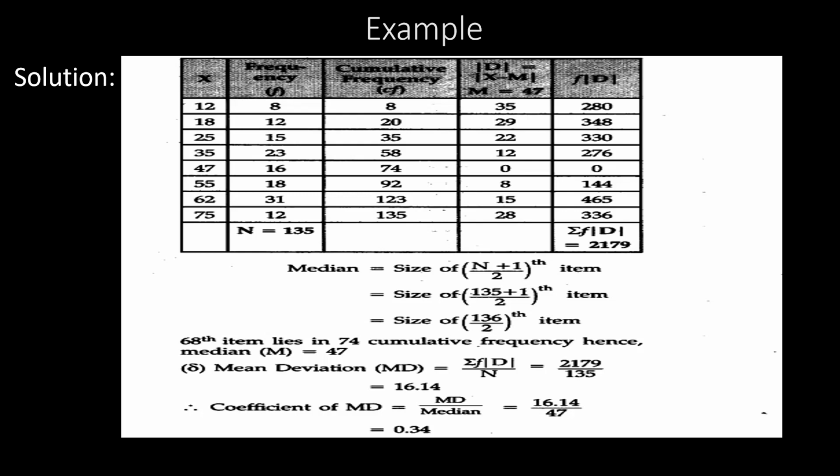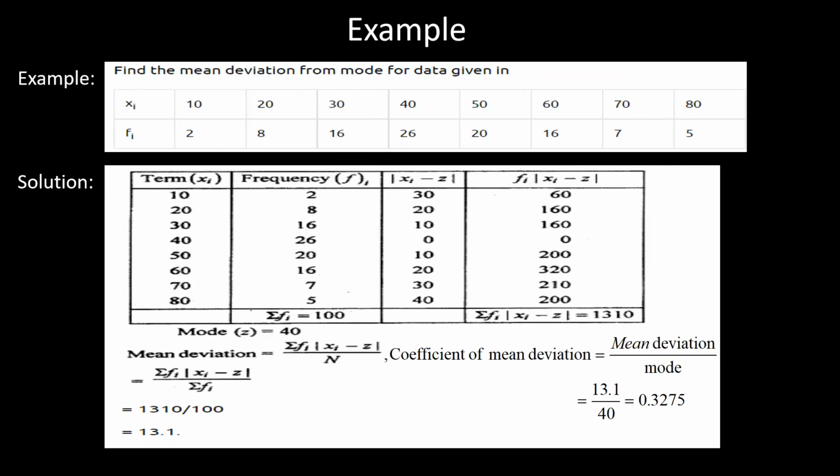Now, let us move to the next example, mean deviation about mode. For this, first we have to find the mode value, and here we are going to use the inspection method for finding the mode. In this method, we are required to find the highest value of the frequency column, and the corresponding xi value is the modal value. Here you can observe in this example, the highest value of the frequency column is 26 and the corresponding xi value is 40. So now the modal value is 40.